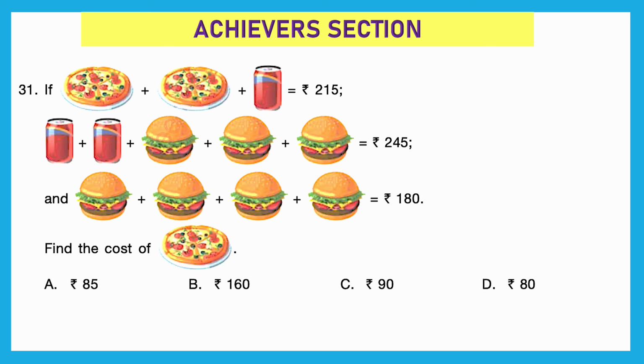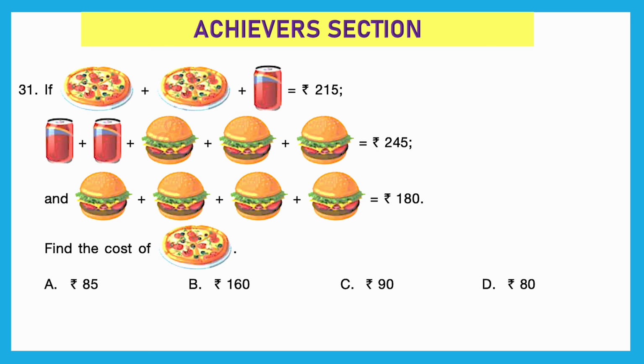Moving to the next section, the last section, that is the achiever section, it carries double marks for each question. So please be cautious. Question 31. If pizza plus cold drink equal to rupees 215, 2 Coke cans plus burger equal to rupees 245 and 4 burgers equal to rupees 180, then you have to find the cost of one pizza.